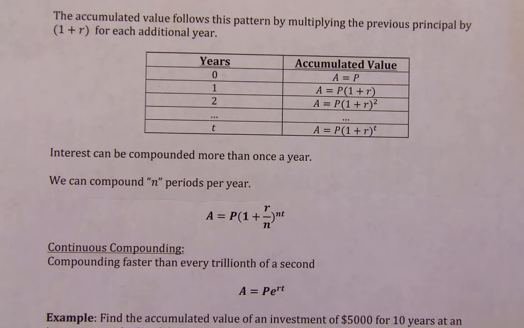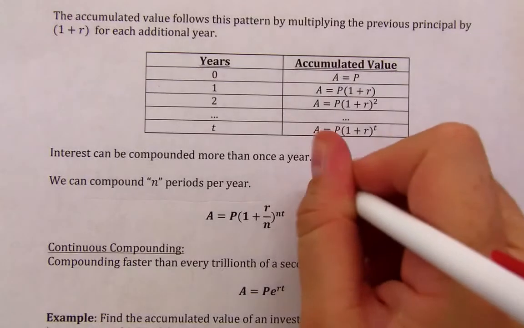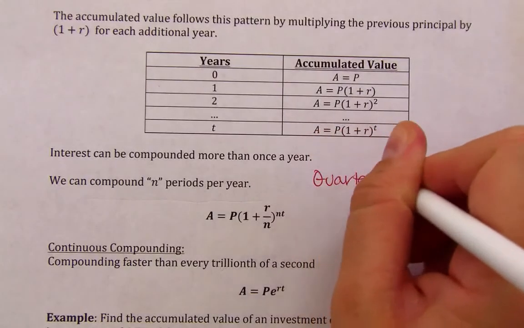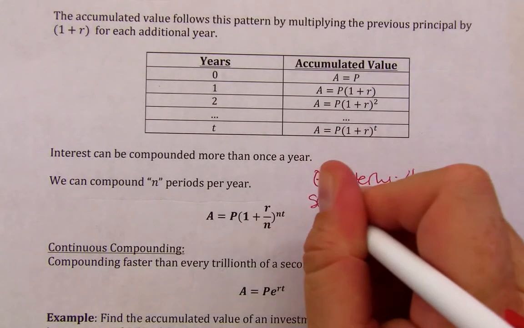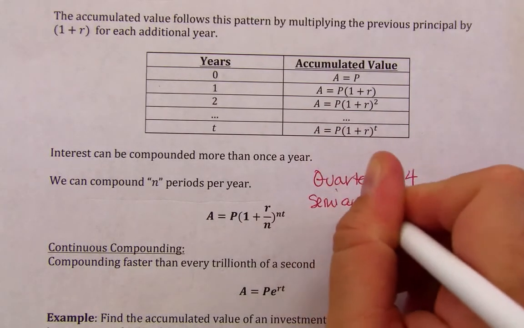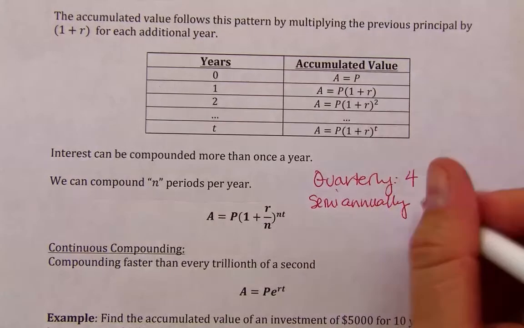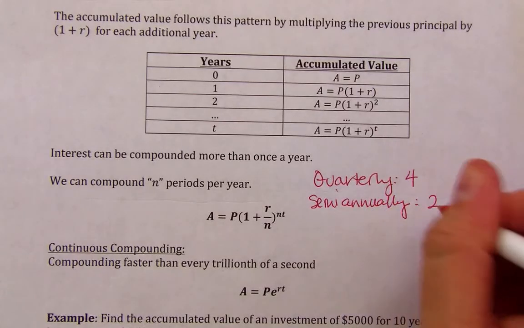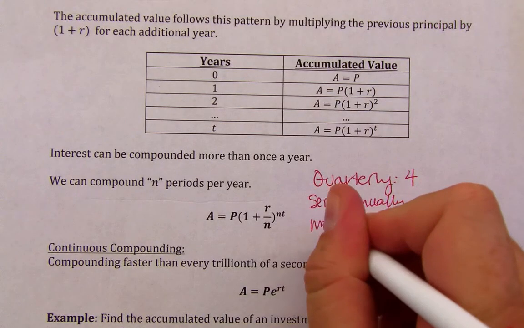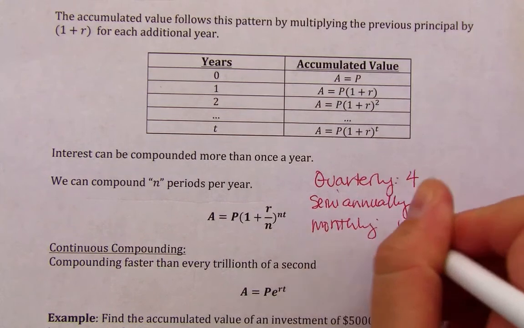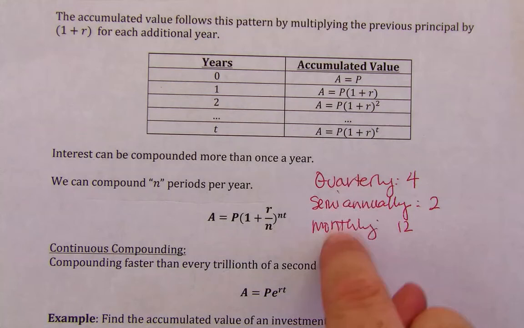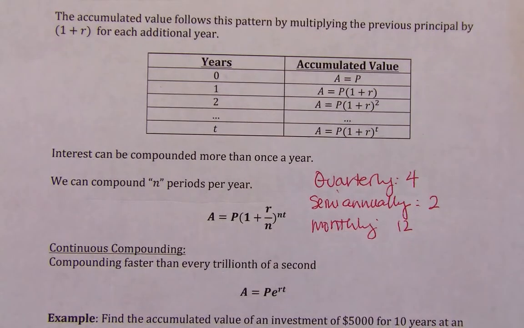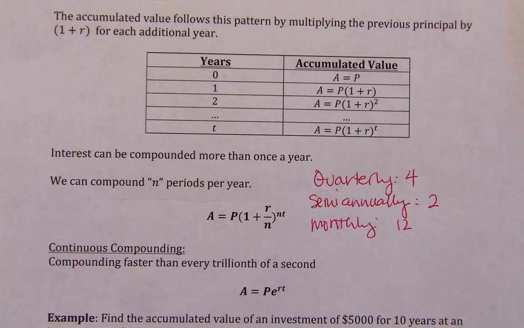So if I compounded it quarterly, that would be 4 times a year. Semi-annually, another way you could see that is biannually, it's 2 times a year. Monthly would be 12 times a year. Annually is just once a year. Weekly, I could say 52 times a year, but these are the ones that we see the most. So that's how many times a year we would be compounding our interest.